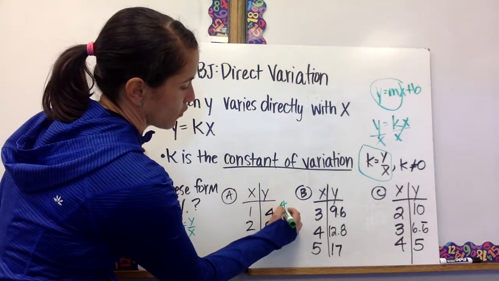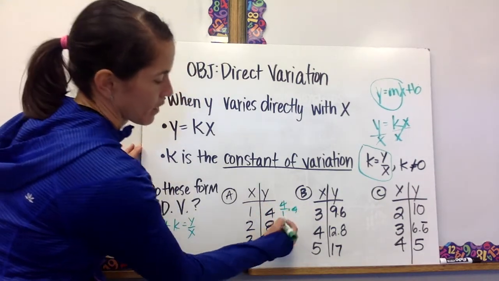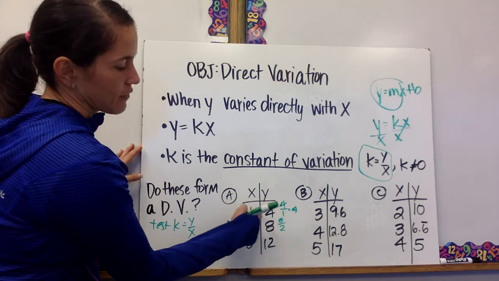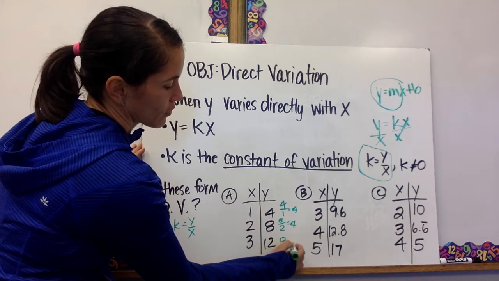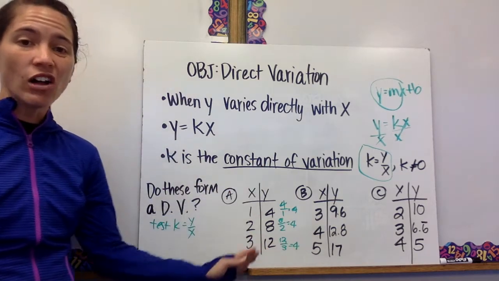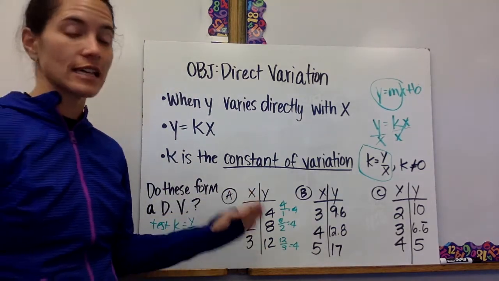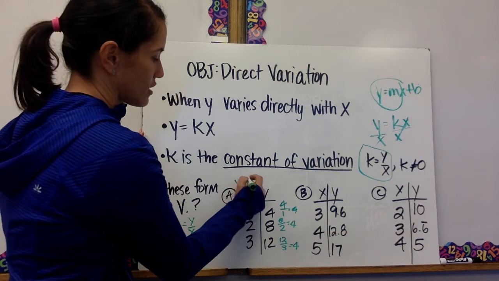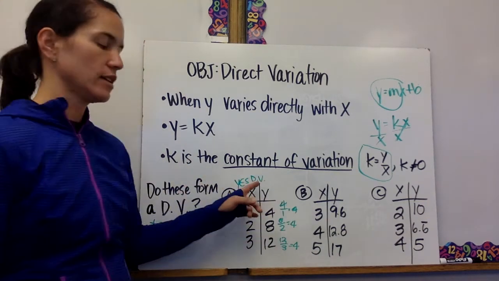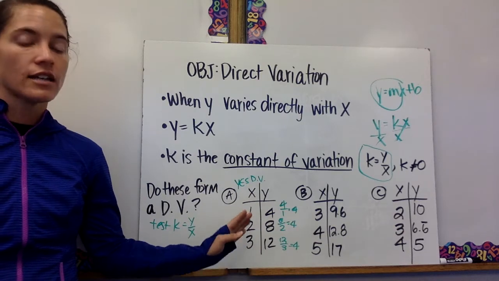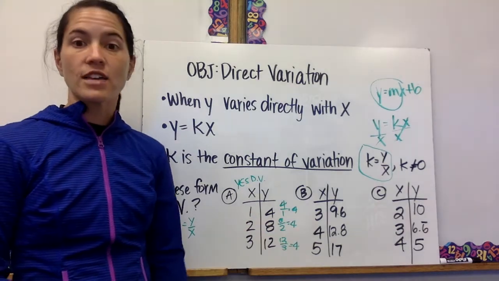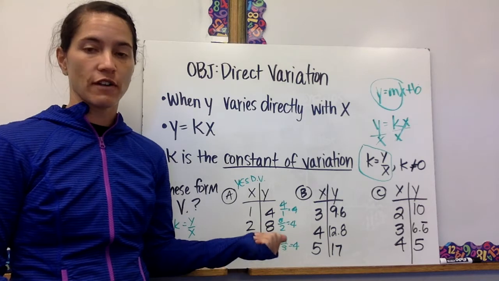So for this, it's 4 over 1, which is 4. 8 over 2, I'm just dividing y by x. I'm looking at that ratio. And 12 over 3, which is 4. If all of the k values are the same, then this is a direct variation. So the answer is yes, it's a direct variation, and the k value is 4. The constant of variation for this table would be 4. So that's how you tell if it's a direct variation.